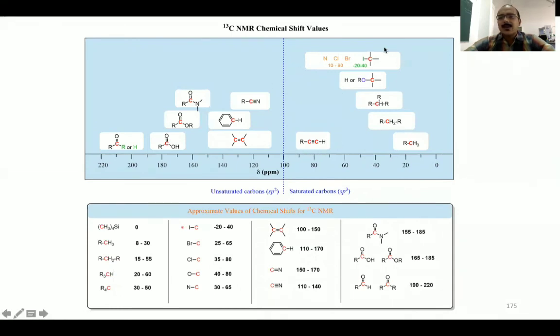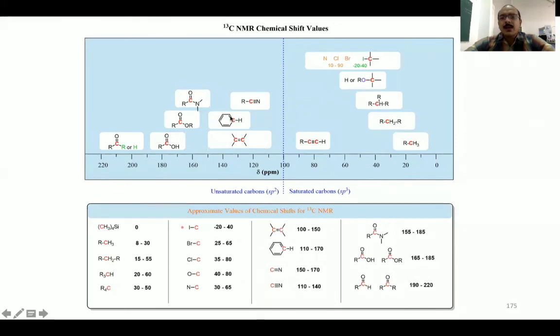Except this, all the carbons are saturated carbons. That means they are sp3 hybridized. Coming to the left side of the scale, here we will have more or less unsaturated carbon, that is sp2 hybridized carbon. If it is an alkenic carbon, then the value will be 110 to 150.